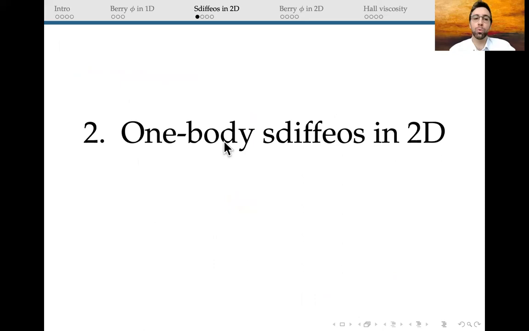Specifically, I'm going to do this in two steps. First, I'm going to define area-preserving diffeomorphisms carefully, and I'm going to give you some examples, just again, so that we know what we're talking about. And then I'm going to introduce their unitary action on wave functions.